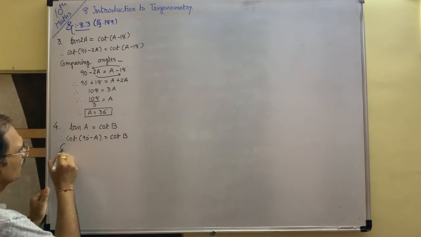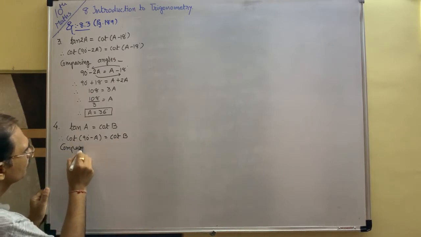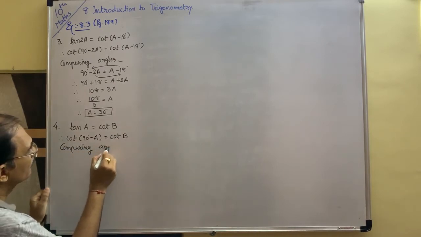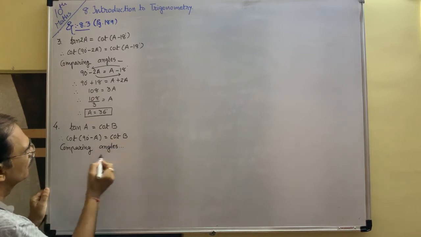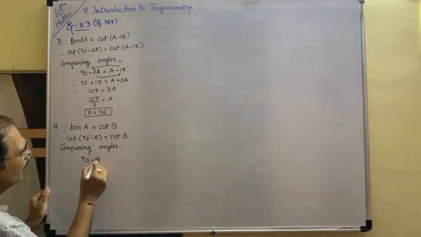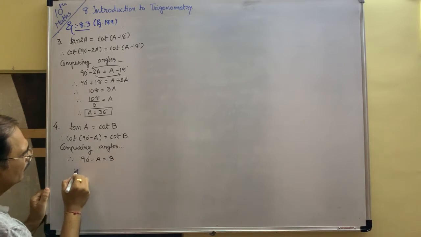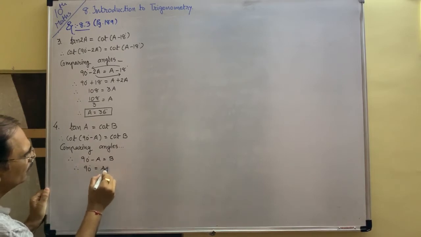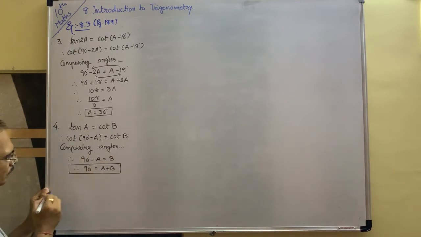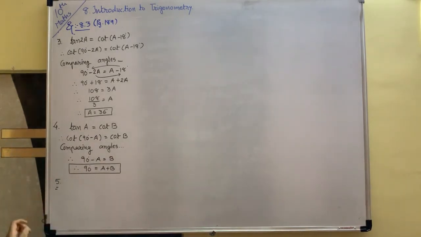Both are cot, so comparing angles. Therefore, 90 minus A equals B. Minus A move to the other side, it will be plus A. So A plus B equals 90. Hence proved. Number 5, very simple and small sum.